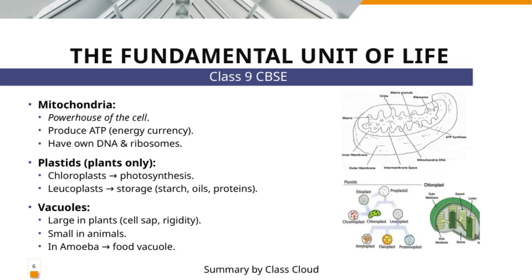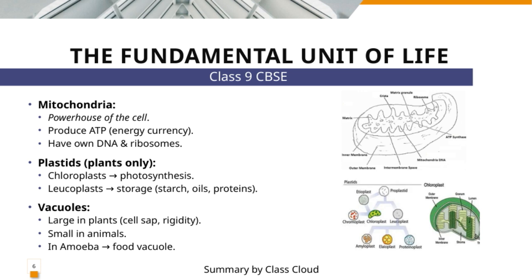Let's take a closer look at Class 9 CBSE and some of the key cellular components. First up, mitochondria. These are often called the powerhouse of the cell because they generate ATP, which is the energy currency that powers all cellular activities. What's interesting is that mitochondria have their own DNA and ribosomes, allowing them to produce some of their own proteins independently.